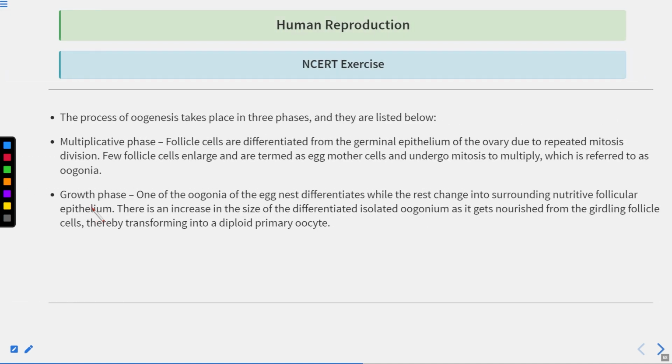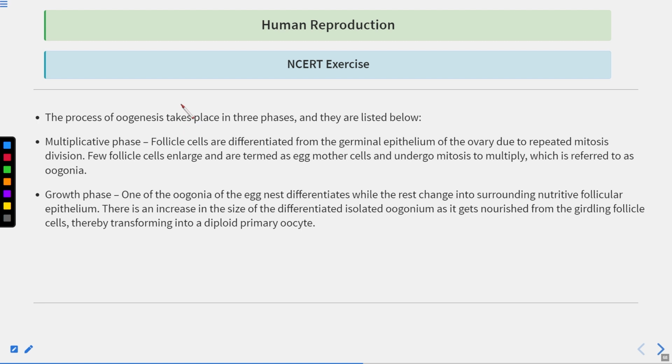Clear? Now let's talk about the process of oogenesis. It takes place in 3 phases that are listed below. Let's have a look at these 3 phases. First is the multiplicative phase. So here what happens? The follicle cells are differentiated from the germinal epithelium of the ovary due to repeated mitotic divisions. Now new follicle cells enlarge and are termed the egg mother cells. So these egg mother cells will be diploid, and these undergo mitosis to multiply, which is referred to as the oogonia. So first of all, oogonia is formed.